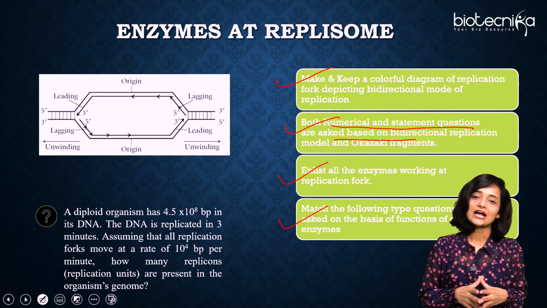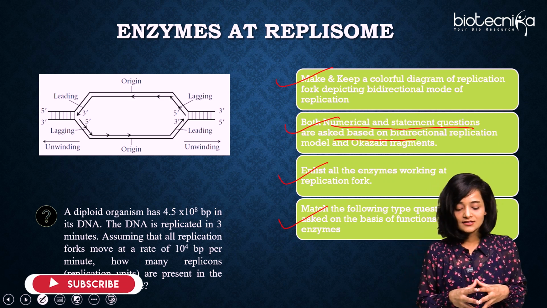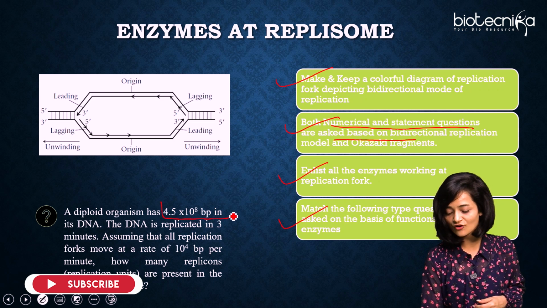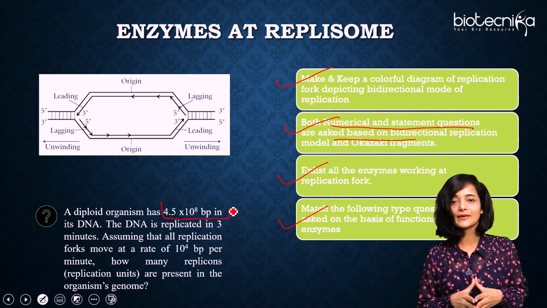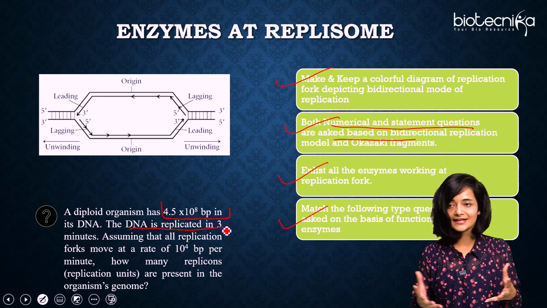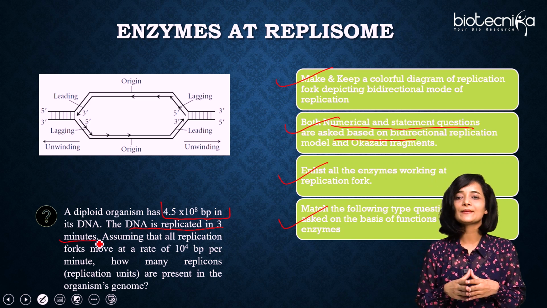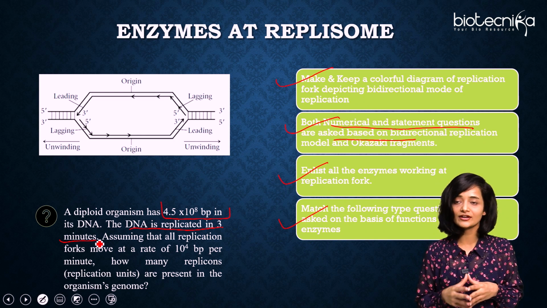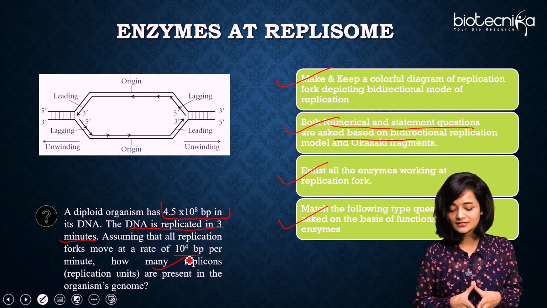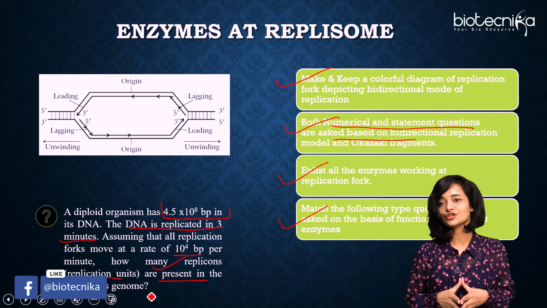So let me give you an example here of what kind of question can be asked, a numerical based question. Here it is given that there is a diploid organism which has a genome size of about 4.5 into 10 to the power 8 base pairs, and the whole DNA is replicated in 3 minutes. Assuming that all the replication forks move at the rate of 10 to the power 4 base pairs per minute, how many replicons or replication units are present in the organism genome?